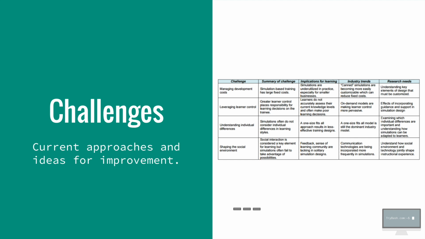Since I knew I wanted to contribute to the field by developing an application, determining the challenges of simulation-based learning and how they're currently being addressed was my first order of business. This chart was constructed in a study done by Cornell University. I think it clearly lays out a few of the biggest challenges. For my project, I chose to address the final three, which are leveraging learner control, understanding individual differences, and shaping the social environment.